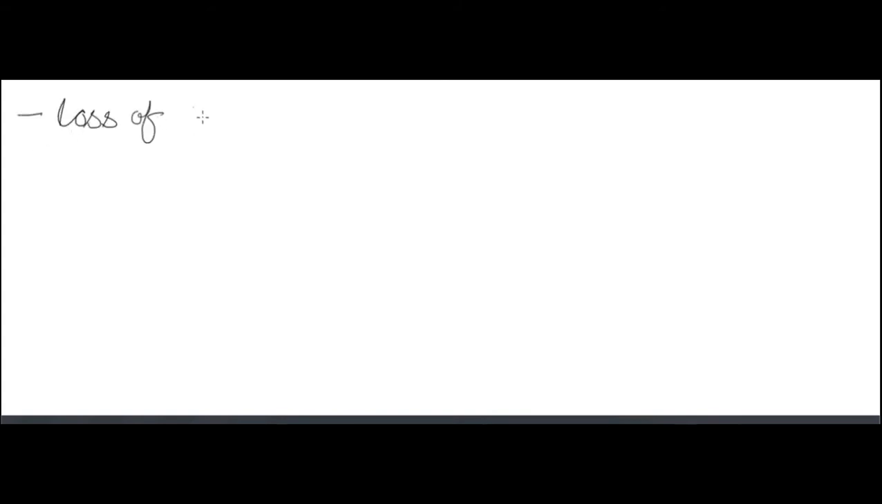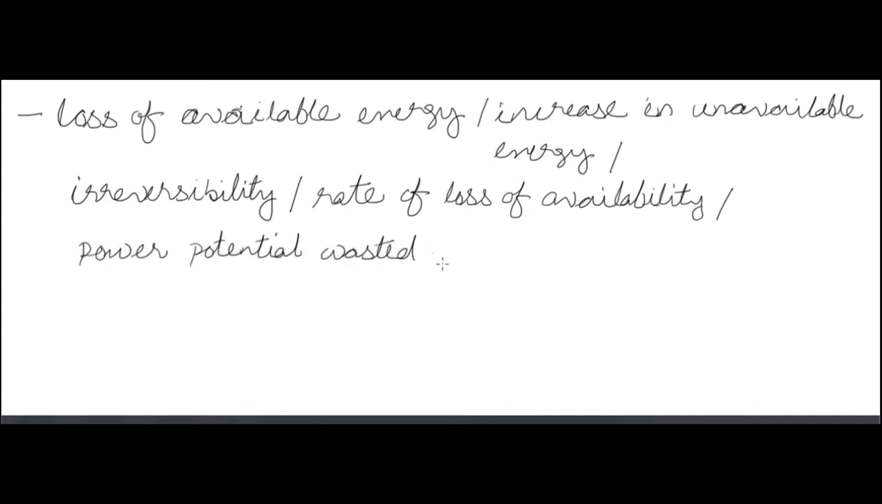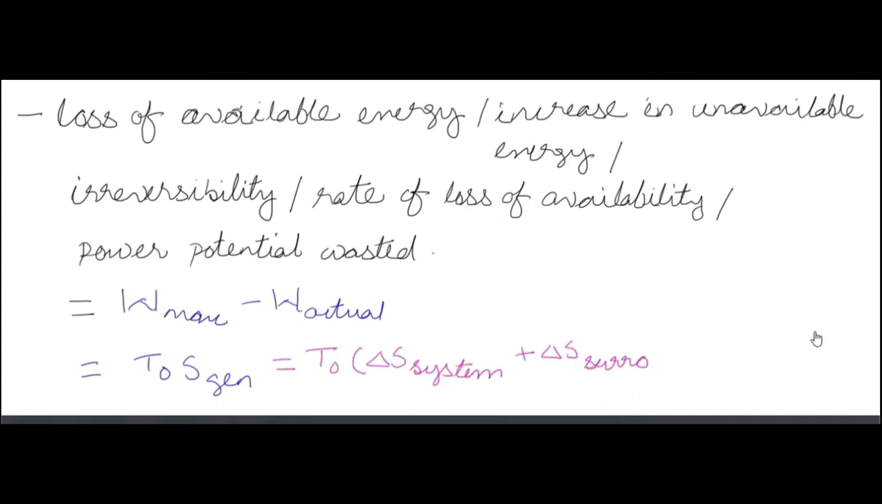Now loss of available energy, or increase in unavailable energy, or irreversibility, or rate of loss of availability, or power potential wasted, it's all the same. We have Q is equal to W max is equal to Q minus T naught entropy generation. So this T naught entropy generation term is the unavailable energy, or irreversibility. So entropy generation is total entropy change, so delta S system plus delta S surrounding.